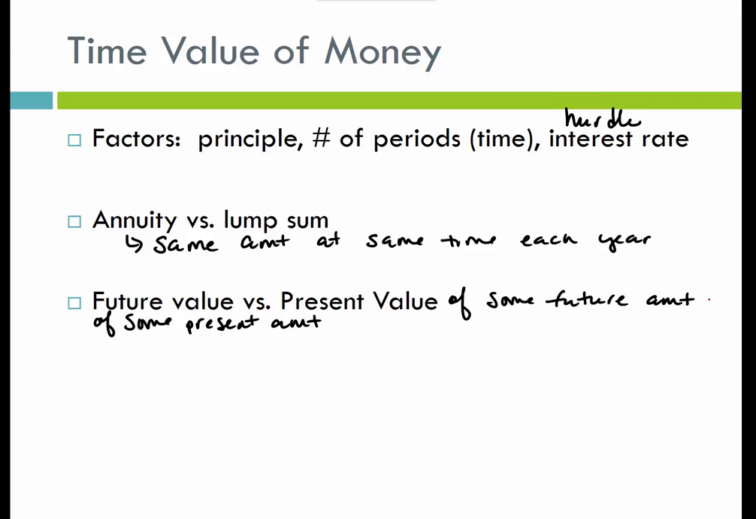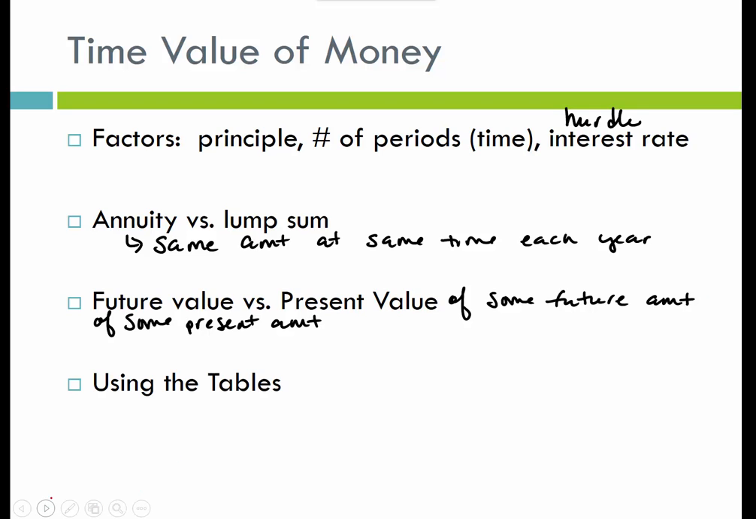And so you're taking some future cash flow, either a stream of cash flows, annuity, or a lump sum, and saying, what is that worth today? Or you can say, here's the amount of money I know it is today. How much is that going to be worth in the future? And so the tables will work both ways.